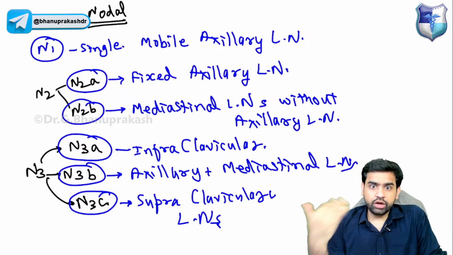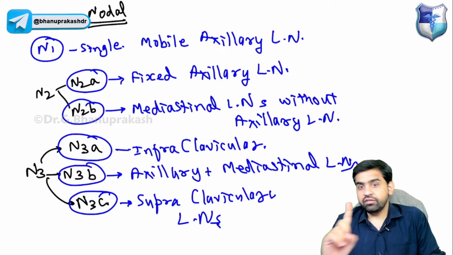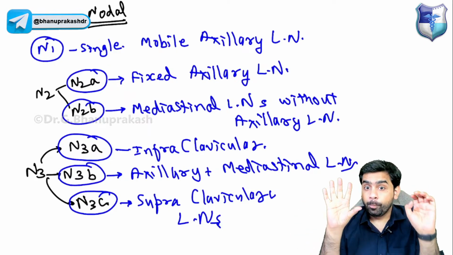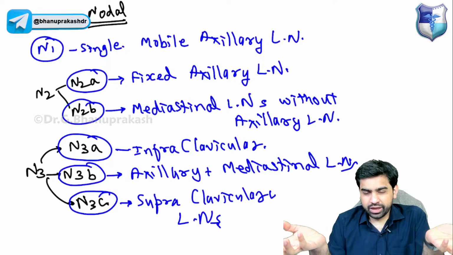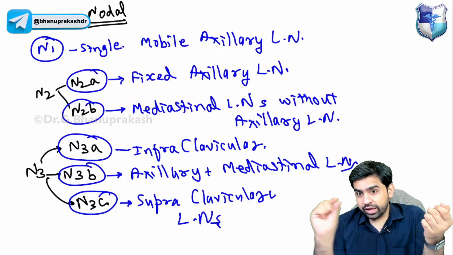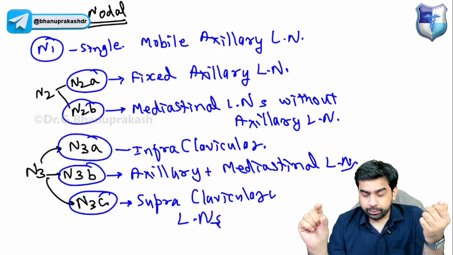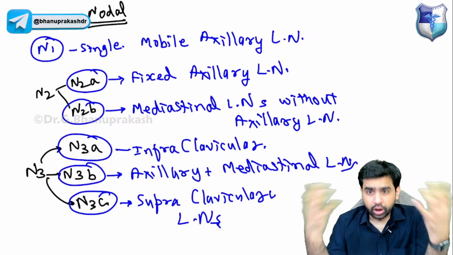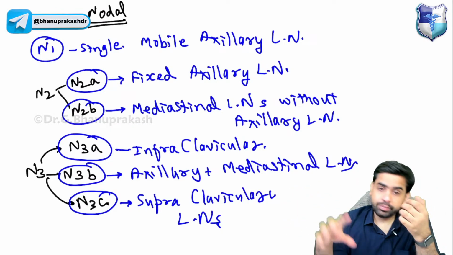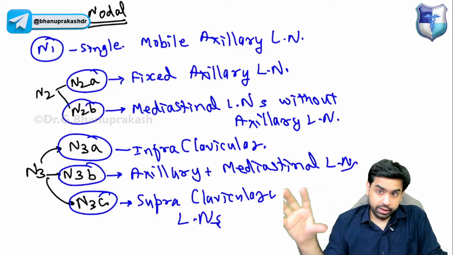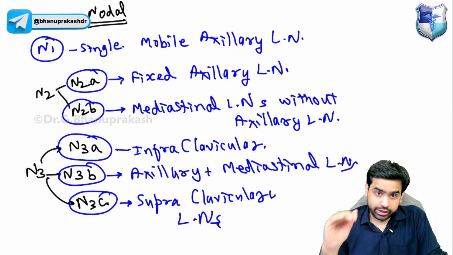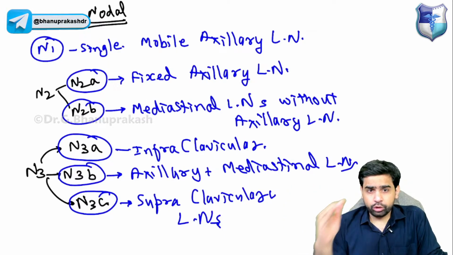Okay, so let's revise the lymph nodes as well. N1 is basically single ipsilateral mobile axillary lymph nodes. What does mobile basically mean? Mobile means that the extranodal extension has not yet taken place. The tumor or the metastasis is confined within that particular lymph node. The cortex of the lymph node has not yet been breached.